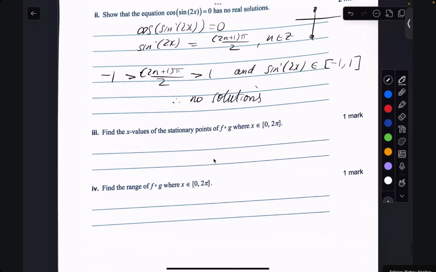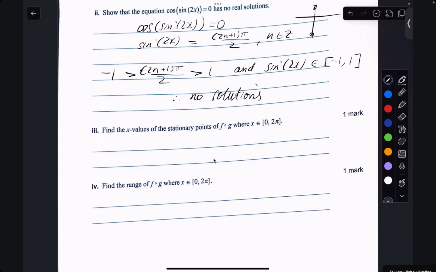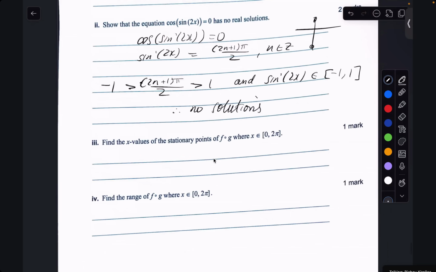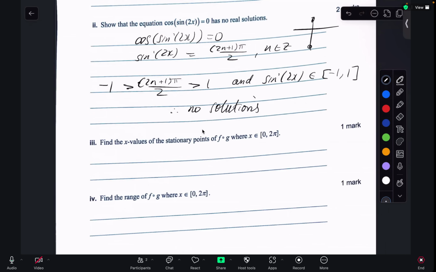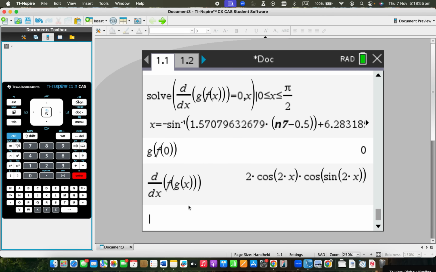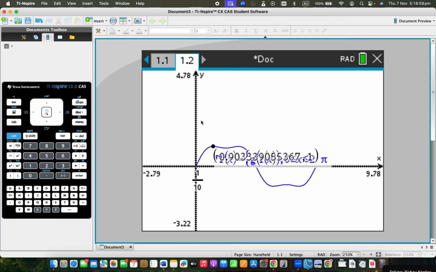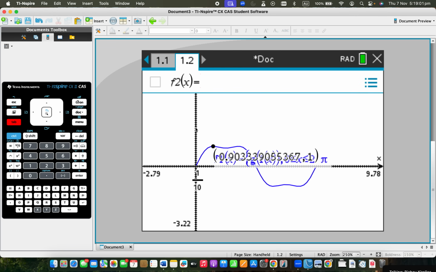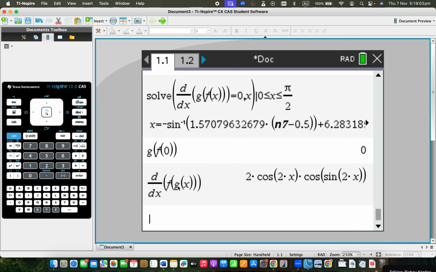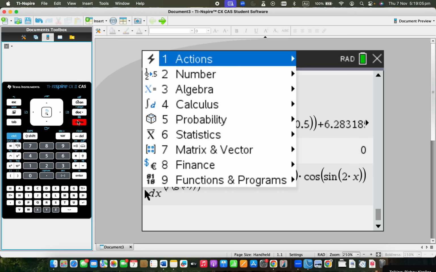Find the x values of the stationary points of f of g, where x is an element of 0 to 2 pi. So the x values of the stationary points. Well, we can sketch f of g of x. Oh, that won't give us any proper values. So we can solve this is equal to 0.